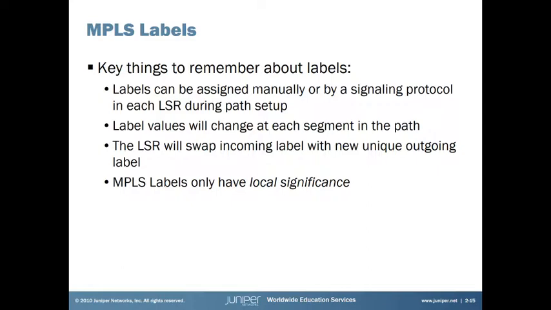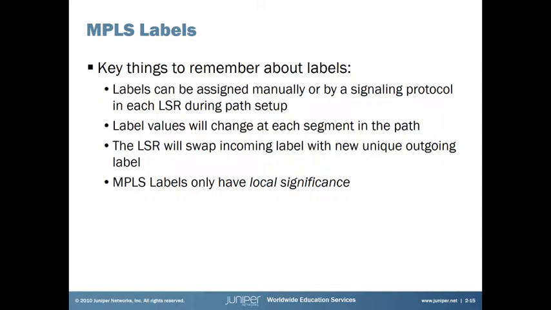So we can do this manually, and we are going to do it manually. The first one we create will be a static label switch path. But normally you don't do it manually. We're just going to do it to get an understanding of what's actually happening. Normally you do it using a signaling protocol, otherwise known as a label distribution protocol. And we looked at a couple of those last week.